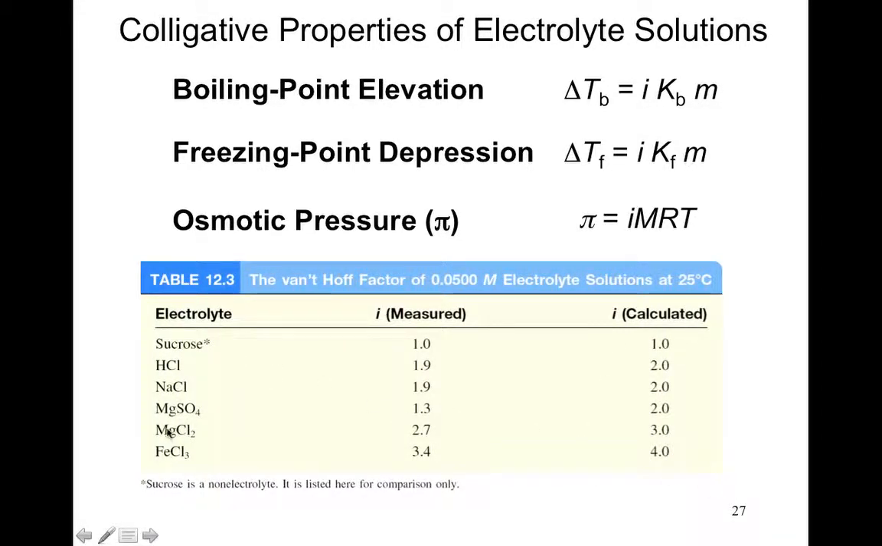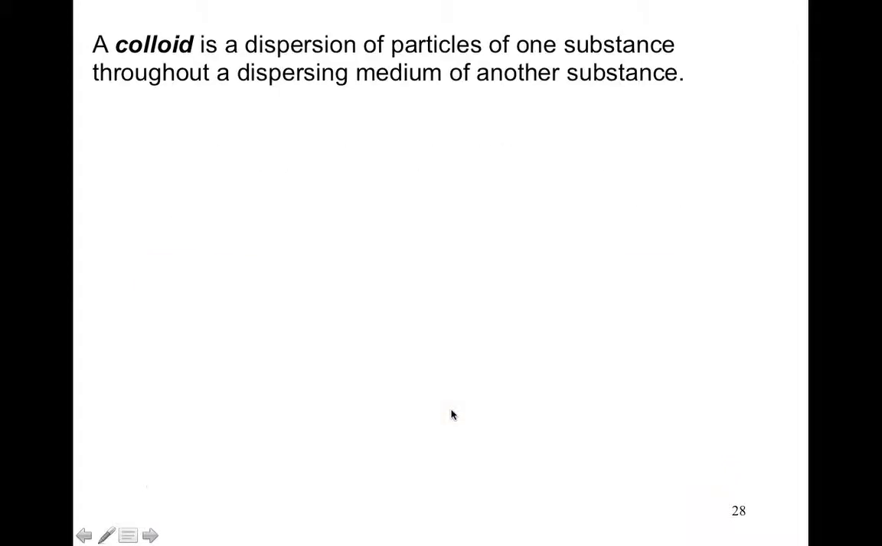Here it gives you the example of mag salt that I was talking to you about, which should be 3. In reality, it's 2.7. There are small fluctuations in measured Van't Hoff factors compared to what they calculated should be. But if you look at them, we're pretty close. I mean, HCl should be 2, it's 1.9. Sodium chloride should be 2, it's 1.9. 3 is 2.7. That's not that bad. 3.4 to 4, we're a little off. 1.3 to 2, we're a little off, but not too bad.